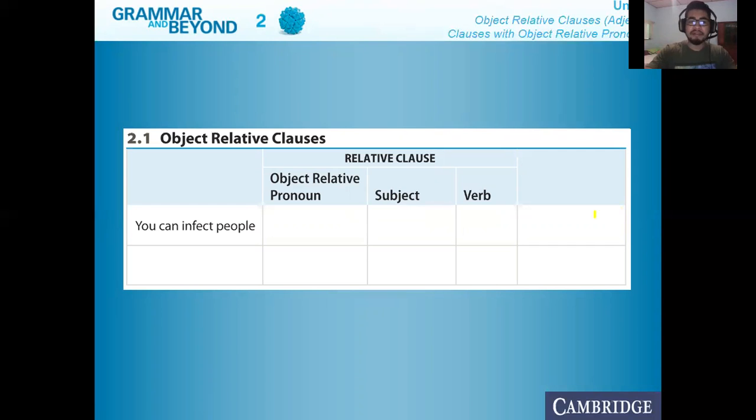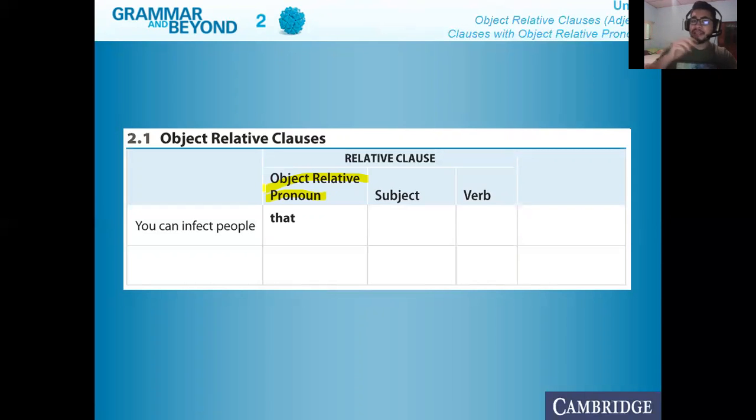So for example, we have these examples over here that are going to help you to understand better. First we have, you can infect people. This is your regular sentence that has complete meaning on its own and doesn't need anything else. But then notice the following, that it says object relative pronoun. So for introducing the following clause, that is an object relative clause, you need a pronoun. And what kind of pronoun are you going to use? You can use, for example, that. As you remember in the last class, we discussed that that can be a subject, an object, whatever. Over here it is introducing another clause. And what is going to be the clause? Well, it's going to have a subject, a verb, but it's not going to have a complete meaning on its own.